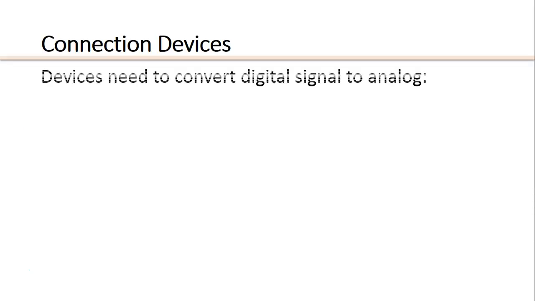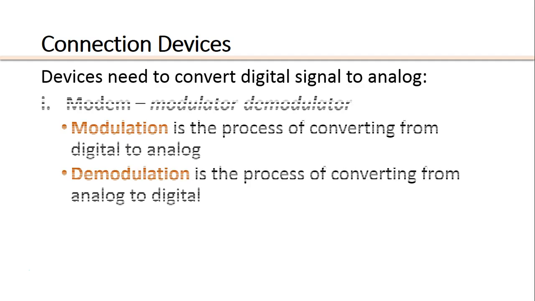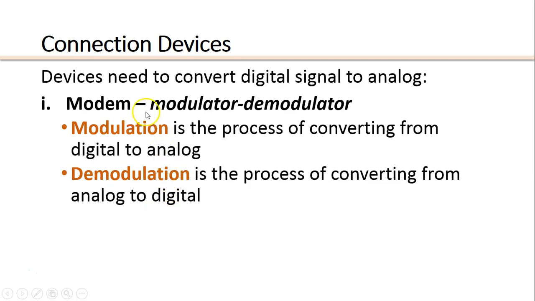So connection device, what is it? It is a device that needs to convert between digital signal and analog signal and vice versa. It is called a modem. Modem is a combination of modulator, demodulator, so we cut it short, it becomes modem. So what is the process of modulation? Is the process of converting from digital to analog, and demodulation is the process of converting from analog to digital.